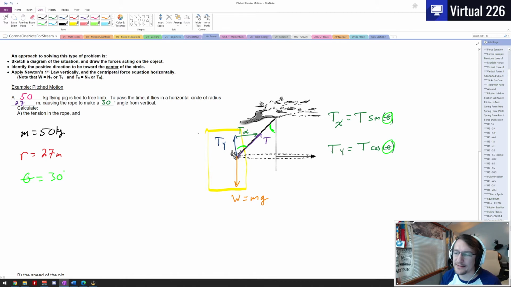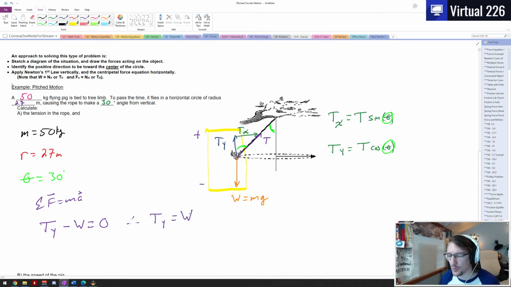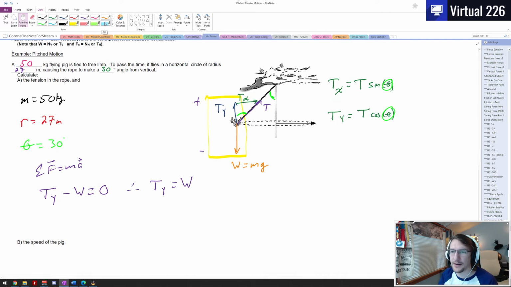So if we call, classically, up positive, down negative, what we could say with the classic F equals ma setup is that the tension in the y direction minus the weight equals 0. Therefore, the tension in the y direction equals the weight. And this means pretty quickly that the tension multiplied by the cosine of our angle, which is 30 degrees, has to equal mass times gravity. And the mass of our pig was 50 kilograms times gravity, which is 9.8.